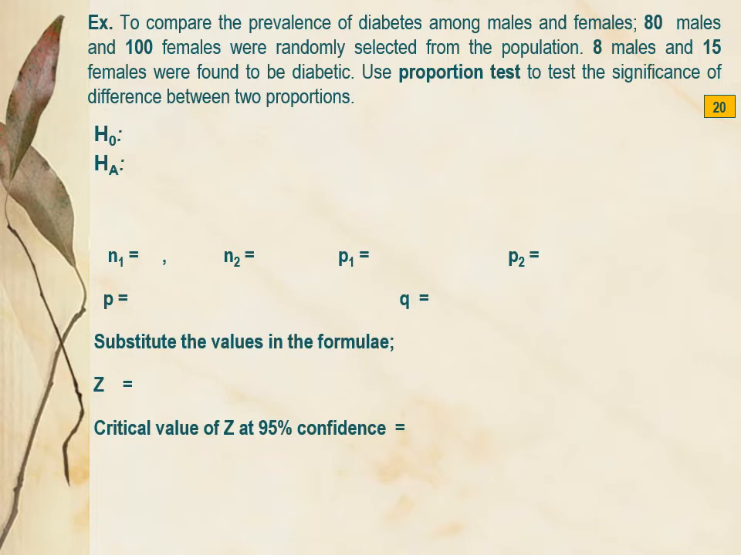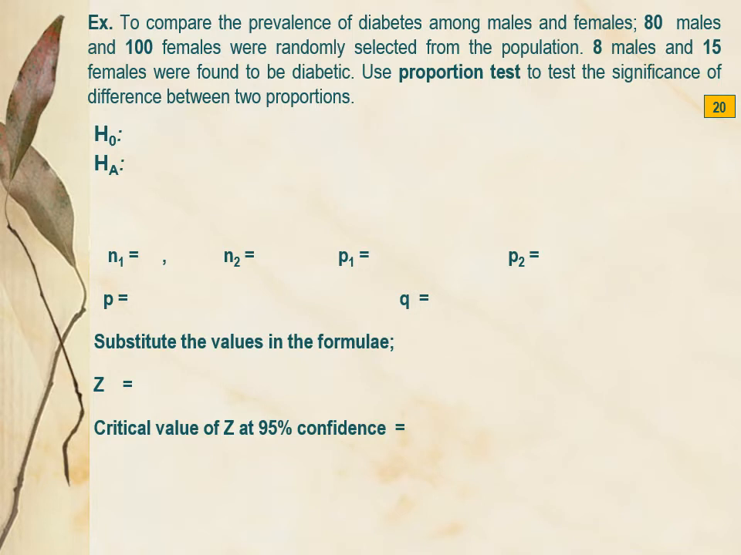Slide number 20. One example has been taken here, and it will make things very, very clear for the Z test for proportion. The exercise is to compare the prevalence of diabetes among males and females. 80 males and 100 females were randomly selected from the population. 8 males and 15 females were found to be diabetic. Use the proportion test to test the significance of the difference between two proportions. You are given the information, and you want to test the hypothesis comparing the proportions of diabetics among males and females in the population. As usual, the steps are there.